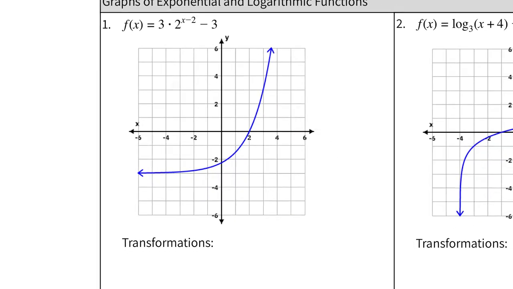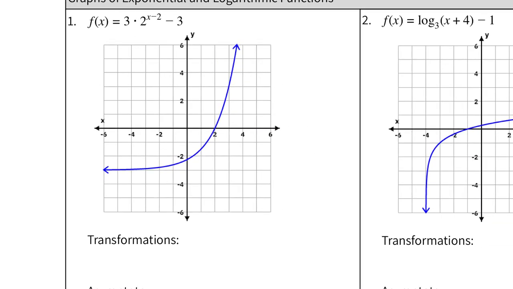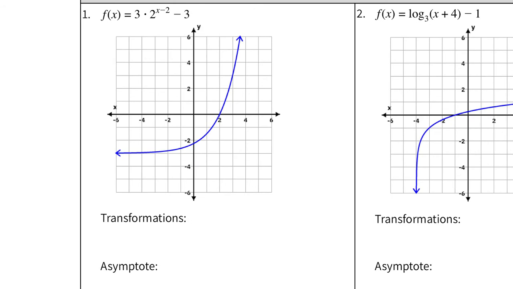So first thing I want to do is list any transformations that have taken place. So transformations will be anything other than the parent function. So for this one, the parent function is just f of x equals 2 to the x. I know that because that's the number that's right before the x. So anything else, so there's 3 other numbers, will count as a transformation.